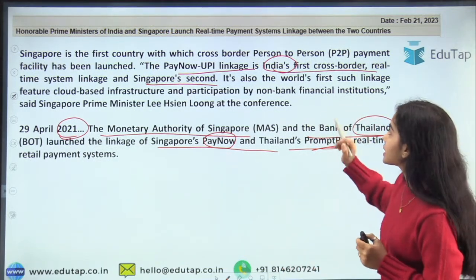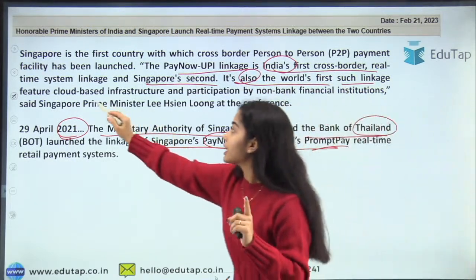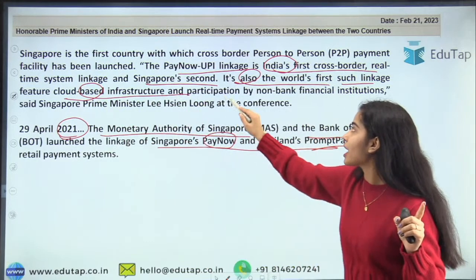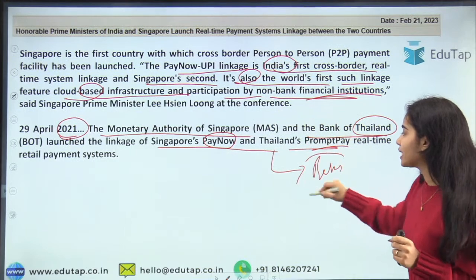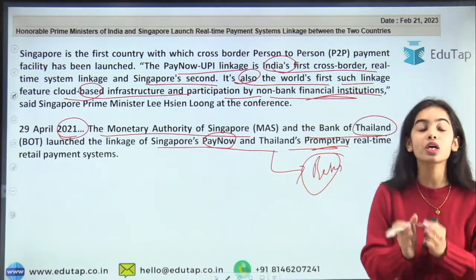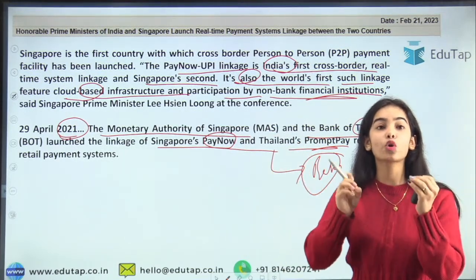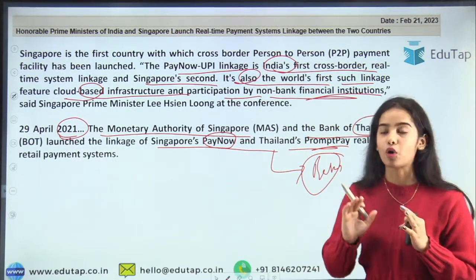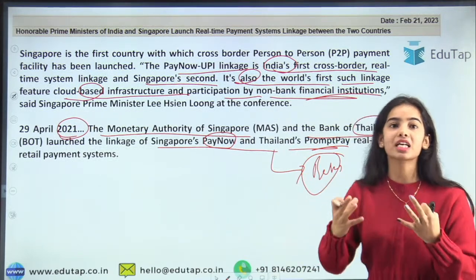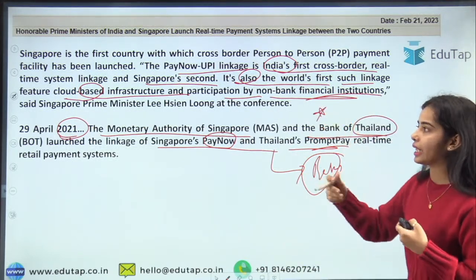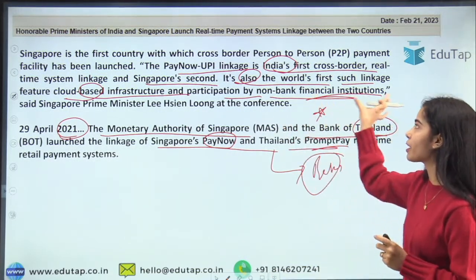Here it is also written that it is the world's first such linkage featuring cloud-based infrastructure and participation by non-bank financial institutions. In the Singapore-Thailand linkage, only the banks were allowed. But in the UPI PayNow linkage, non-bank financial institutions are also getting involved, and in the future more non-bank financial institutions and banks will be brought into this kind of linkage. So remember, it is the first cloud-based infrastructure and participation by non-bank financial institutions.